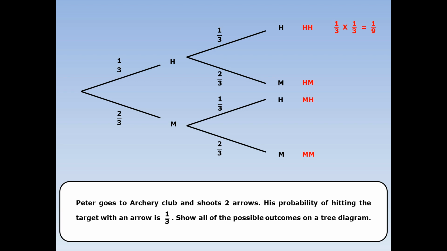The chance of a hit times a miss is a third times 2/3. A third times 2/3 is 2/9. The probability of a miss and a hit is 2/3 times a third, which is 2/9. And the probability of a miss times a miss is 2/3 times 2/3, which is 4/9.